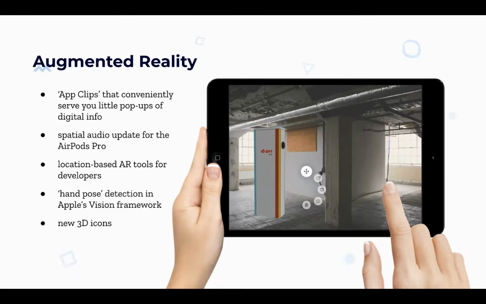You can think about all the individual elements as Trojan horses for an AR assault. So Apple announced app clips, which obviously pop up and give you little pieces of digital information, essentially. Location-based AR tools for developers, a spatial audio update for the AirPods, hand pose detection in Apple's Vision framework, and new 3D icons.